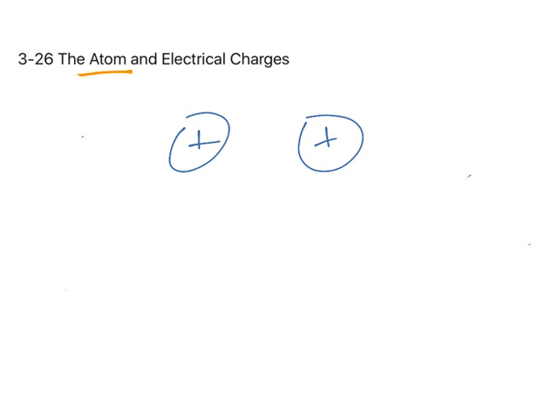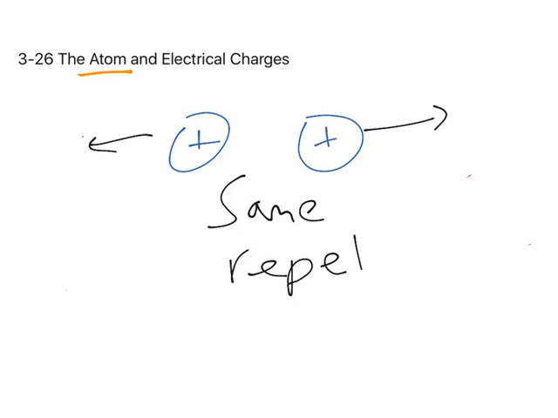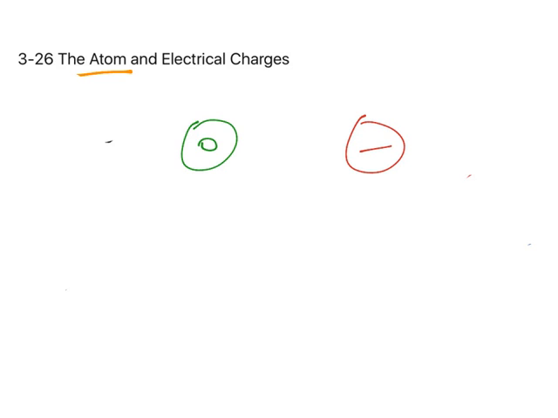What about two protons? Well, do they have opposite or same? Well, they have the same charges, so they will also repel. What about an electron and a neutron? Well, the neutron has no charge, so nothing happens. They will just sit there. They will not attract and they will not repel. Nothing.